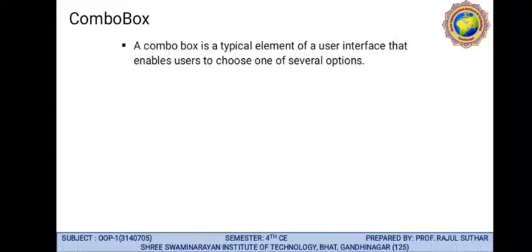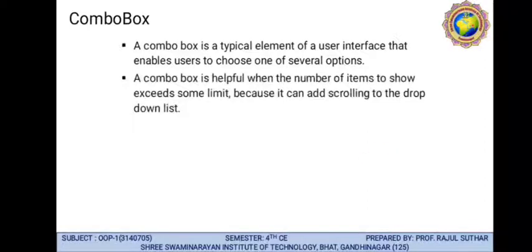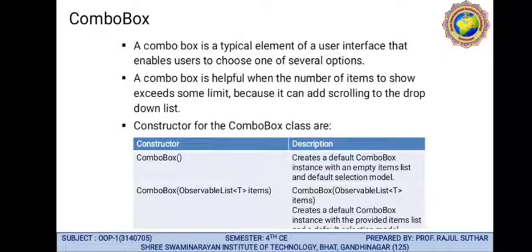A combo box is a typical element of a user interface that enables a user to choose one of several options. Combo box is helpful when the number of items to show exceeds some limit, because it can add scrolling to the drop down list. So combo box has an empty item list. If we have no argument, combo box has an observable list, like a list of items.